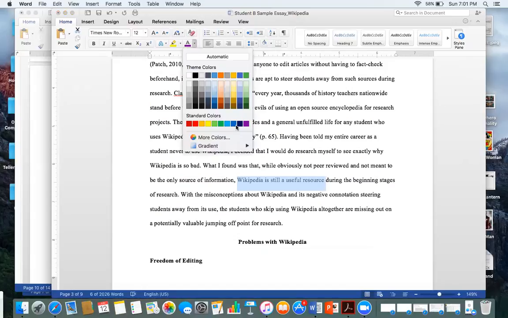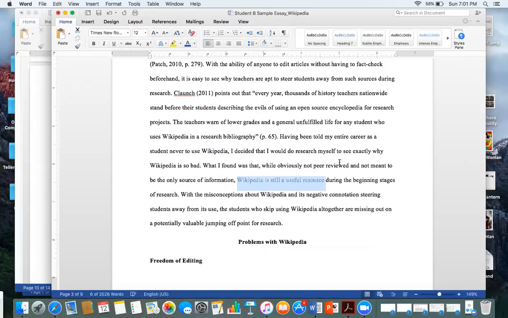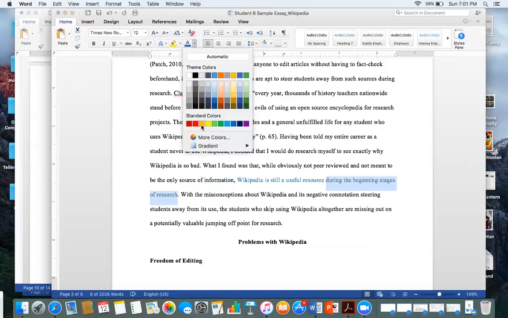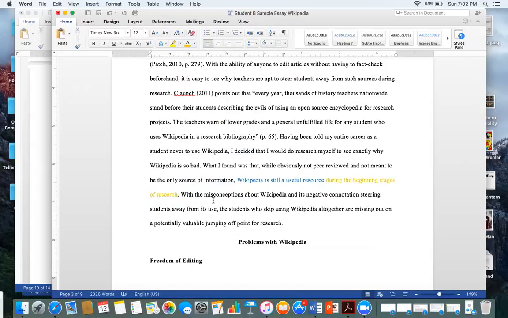And I'm going to go back to my blue there. And then the student tells us that it's useful during the beginning stages of research, right? So there, I'm going to go to my orange. With the misconceptions about Wikipedia and its negative connotation, the students who skip it altogether are really missing out. This is really that why, right? Why is it important that we pick apart Wikipedia and its accuracy? So this I'm going to do in purple, okay?